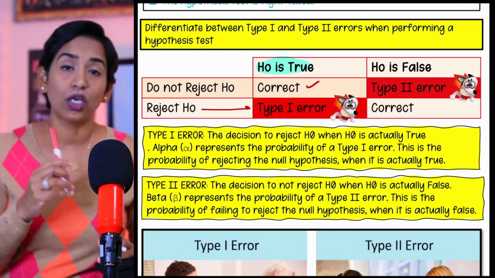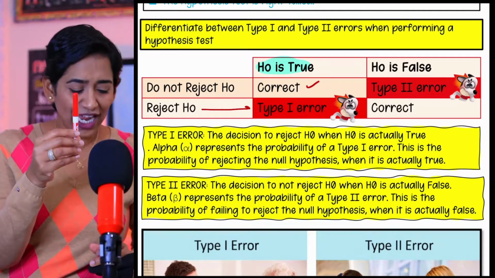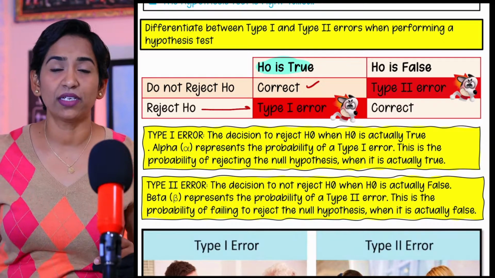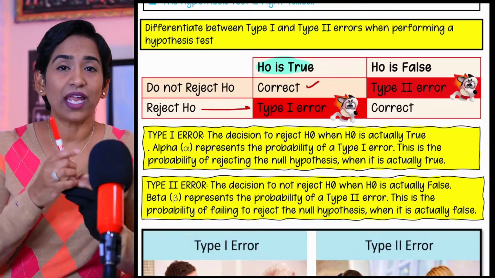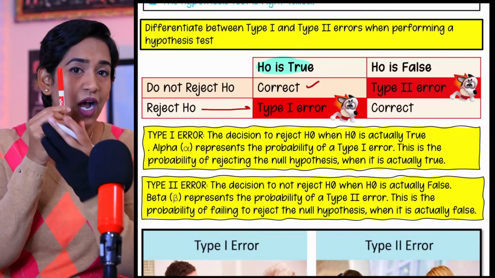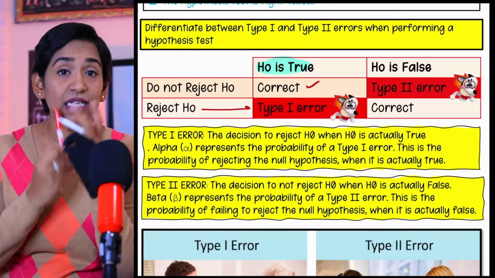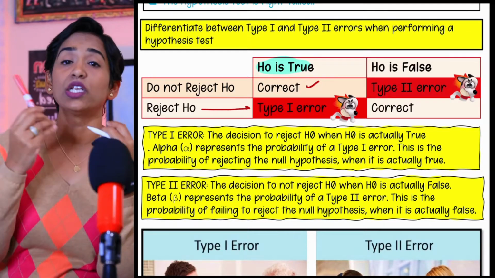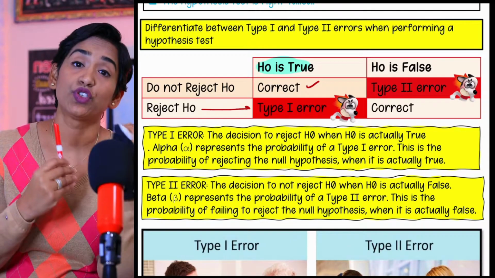Now let's look at when H naught is false. When H naught is false and I reject it, good. But when H naught is false and I don't reject it, that is type 2 error. That's called a false negative. Type 1 is a false positive. Type 2 is a false negative.